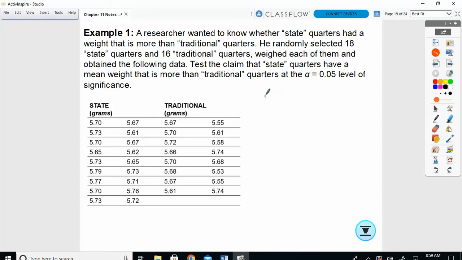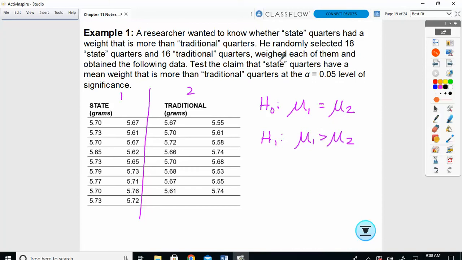So my null hypothesis. We're going to treat state quarters as the first group and the traditional as my second group. So what's my null hypothesis going to be? The mean of the first equals the mean of the second. The alternative hypothesis. Mean versus greater than mean.